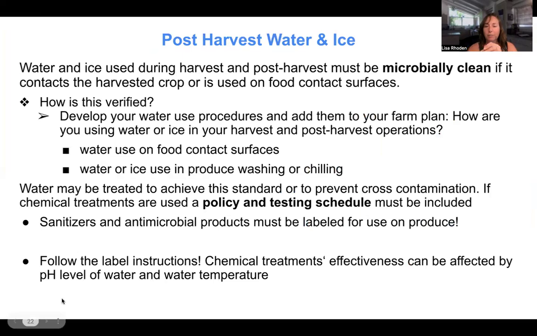When we talk about post-harvest water, we're going to be asking you about water and if you use ice. Both of these things are considered post-harvest water sources. So any water that you're using when you're harvesting to clean equipment, to clean your product, clean your hands, and post-harvest, your after-harvest, after-packing cleaning tasks, that water must be microbially clean. So again, 0 detectable E. coli. This is verified by thinking through your water use procedures.